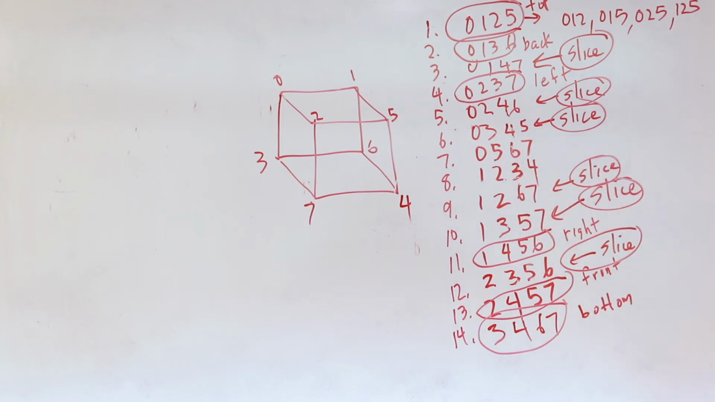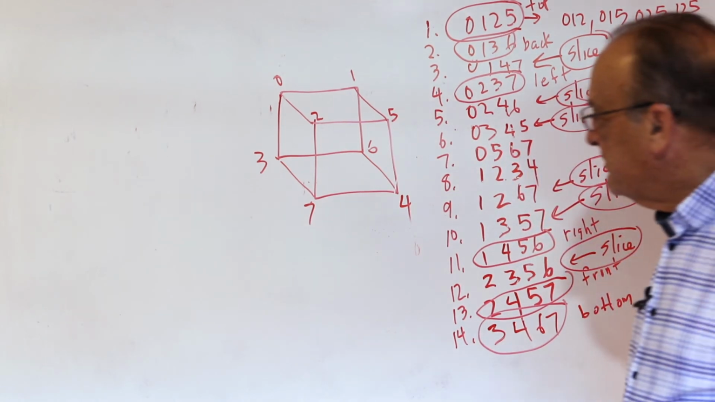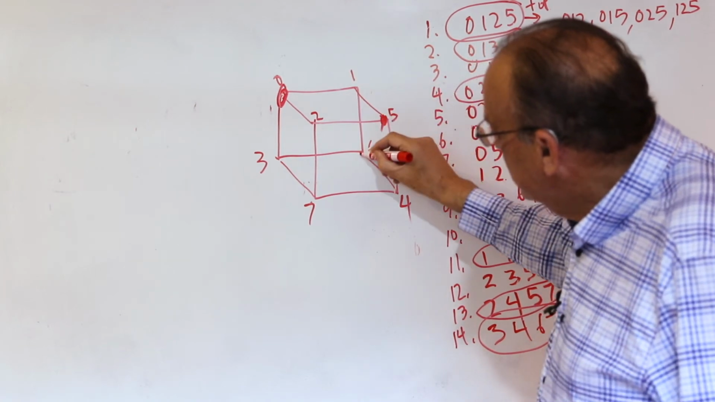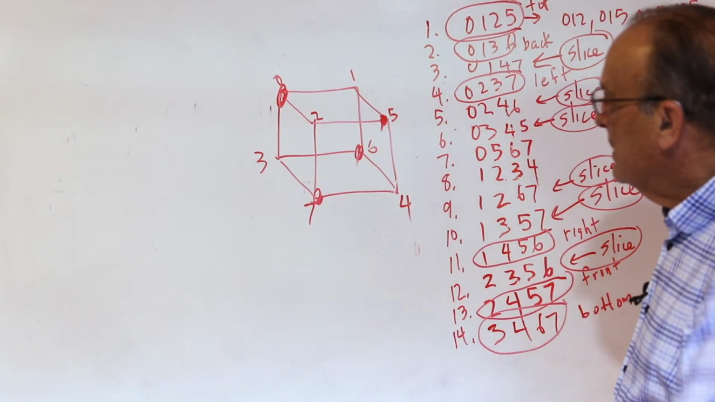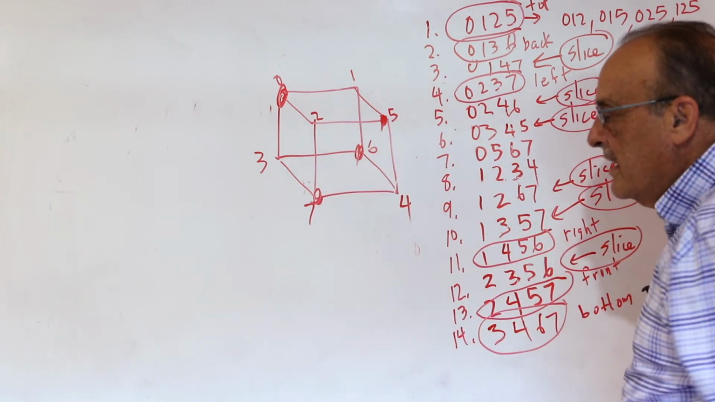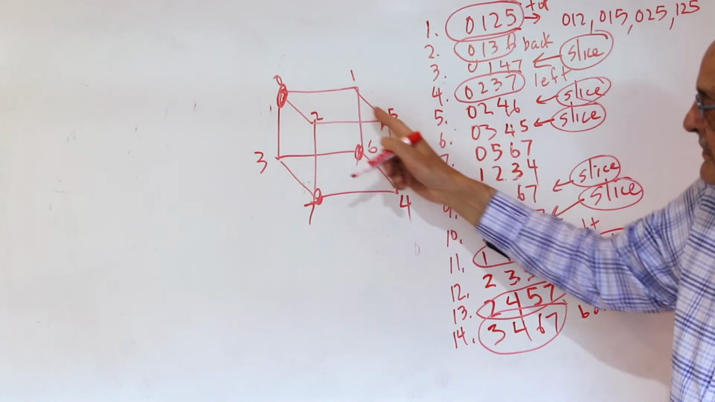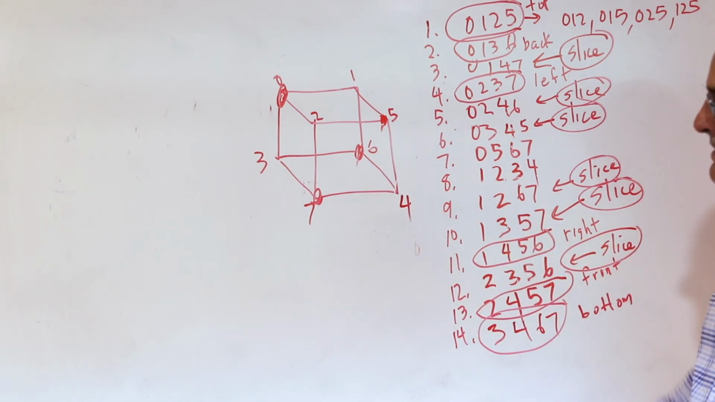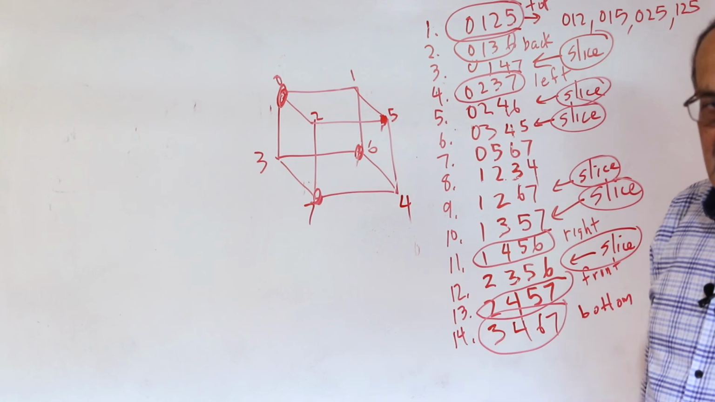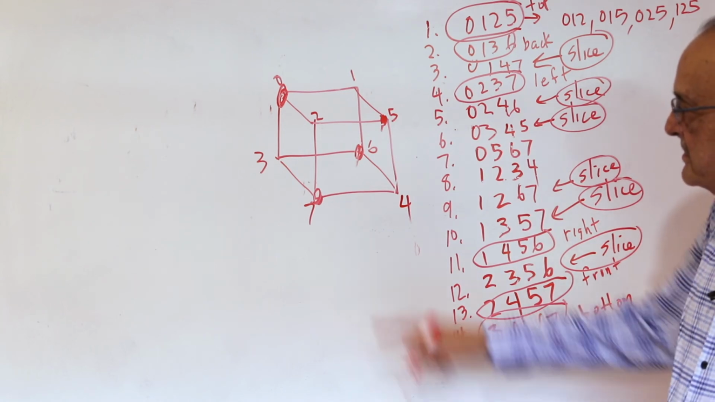We have 2 more things. So 0, 5, 6, 7. So 0, 5, 6, 7 is like a crisscross. I'm going like this on the top and like this on the bottom. Actually, these would be the 4 vertices of an inscribed tetrahedron, where each edge of the tetrahedron is a diagonal through a square of the cube. But you can just think of it as a crisscross.